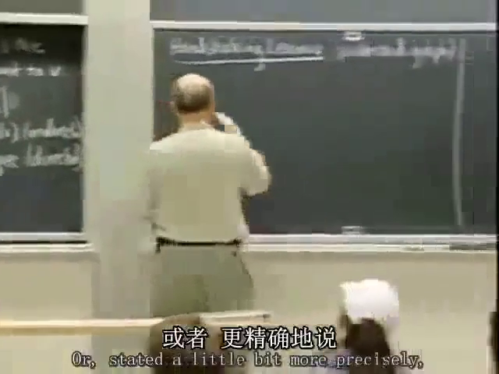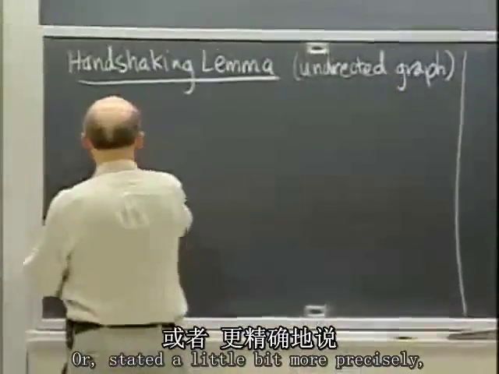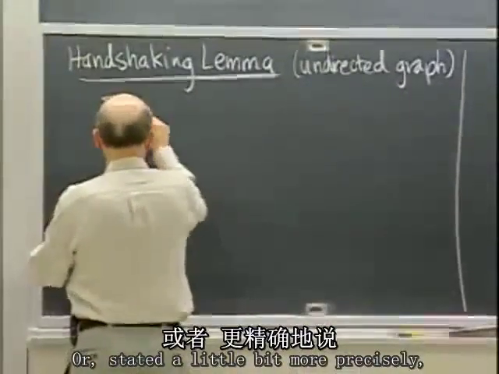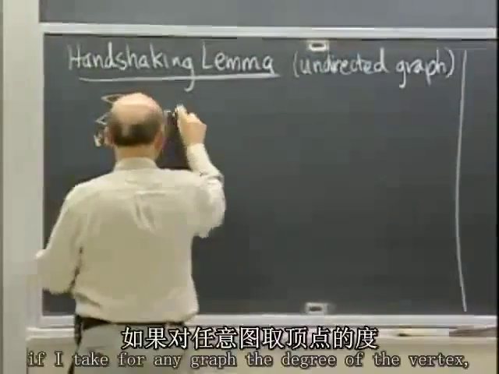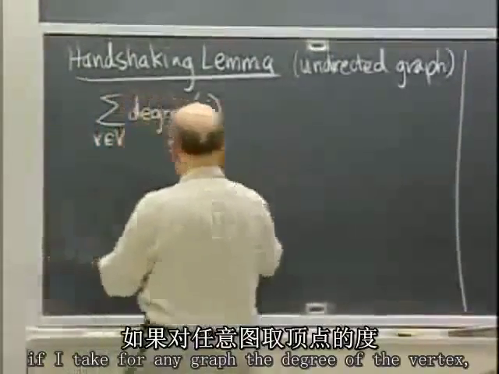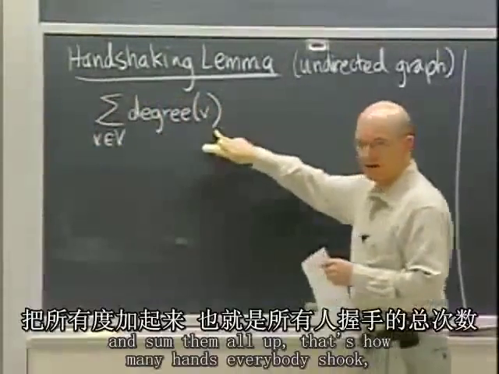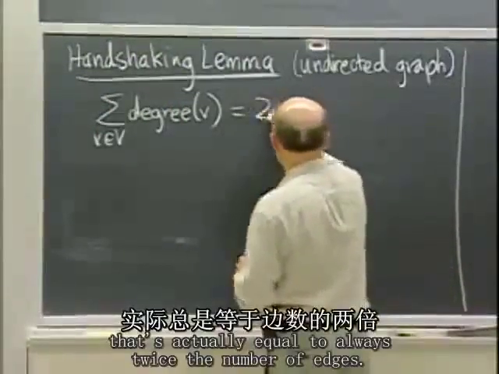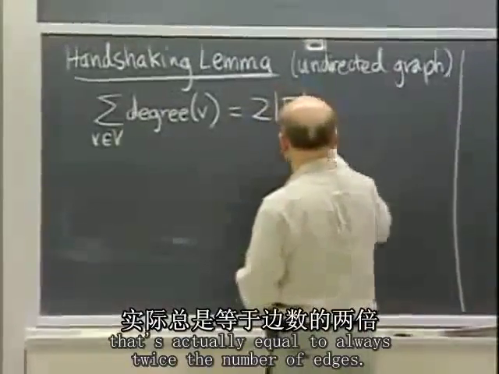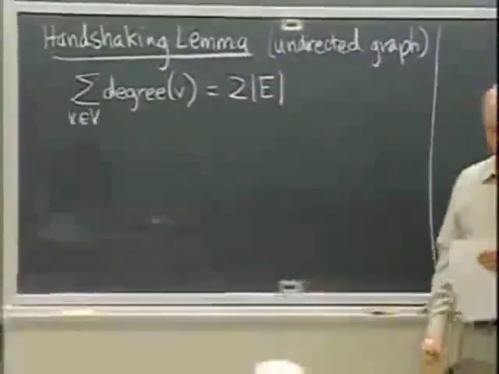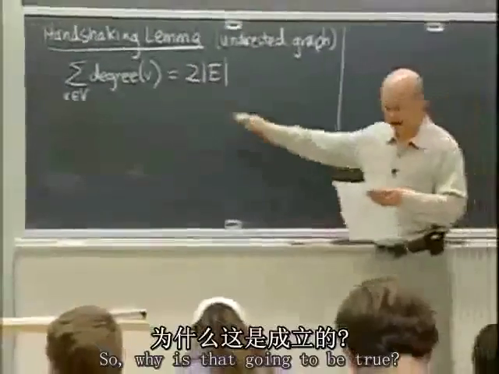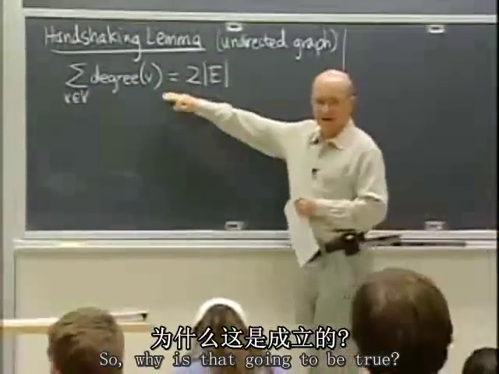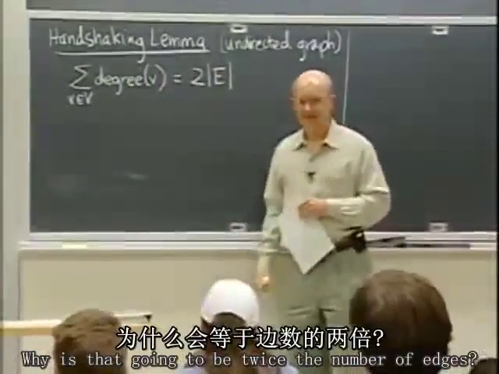Or, stated a little bit more precisely, if I take for any graph the degree of the vertex and sum them all up, that's how many hands everybody shook, okay, that's actually equal to always twice the number of edges. Okay, so why is that going to be true? Why is it going to be twice the number of edges?